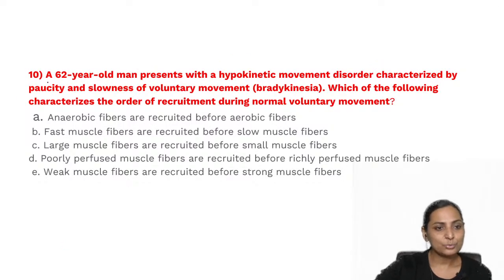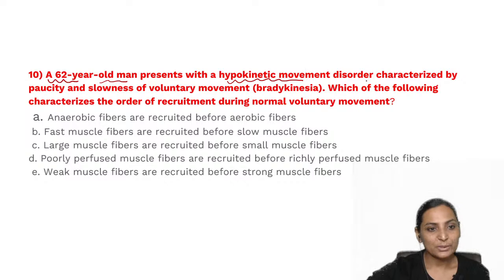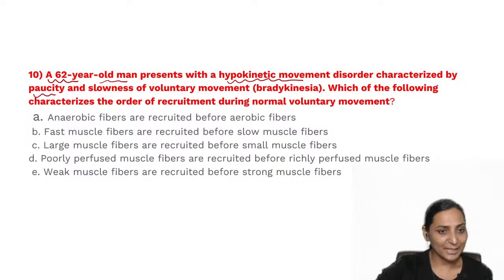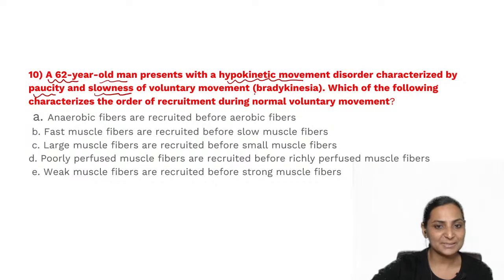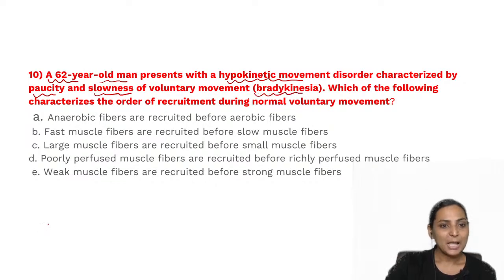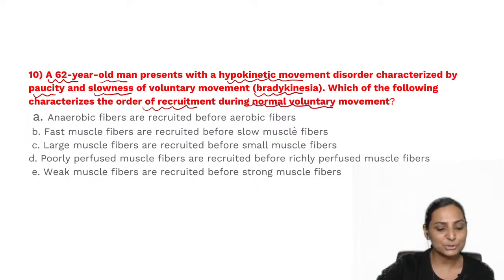Yes, a 62-year-old man presents with hypokinetic movement disorder, which is characterized by paucity and slowness of voluntary movement. That means there is a kind of bradykinesia. Which of the following characterizes the order of recruitment of muscles during normal muscular movement? Same, we have studied what is called the size principle, and the question is asked in a different way.